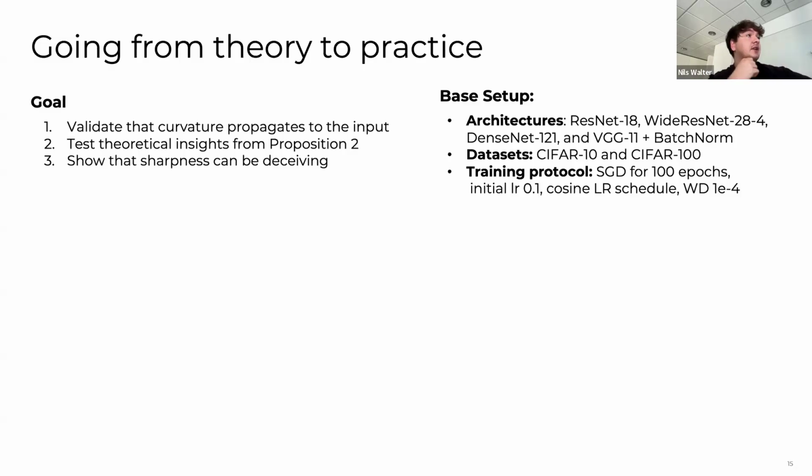And finally, we show that sharpness does not give us a very big radius, but it can only be deceiving if you're not aware of what it's actually measuring. Here, the setup is the architectures that we tested in the paper, like ResNet-18, so all the common ConvNets, only with batch norm layers. Datasets: CIFAR-10, CIFAR-100, basic standard protocol, nothing fancy, and here we don't adversarially train yet.